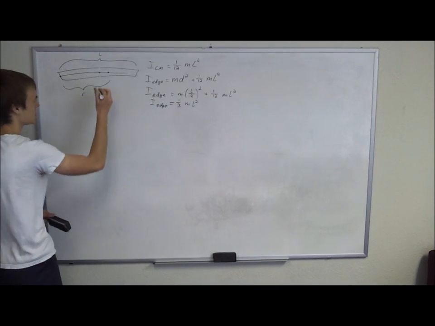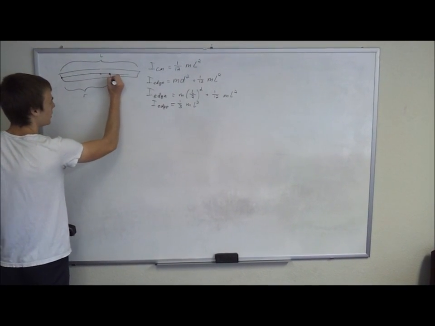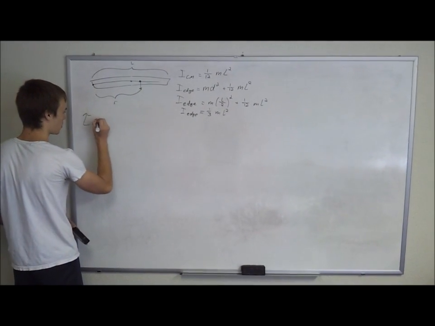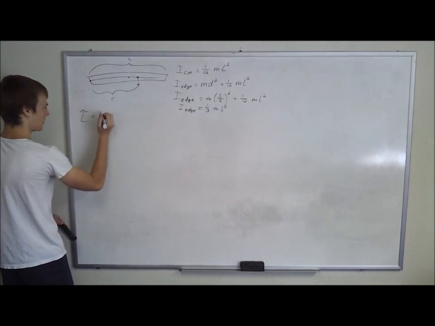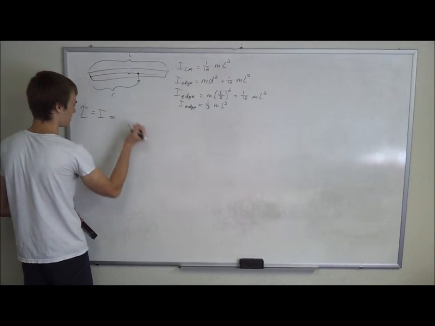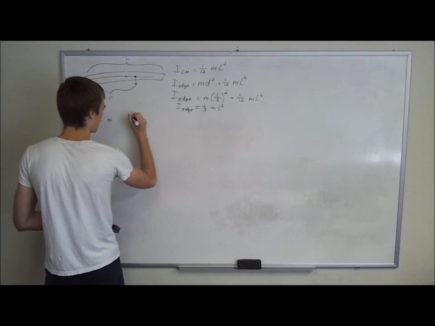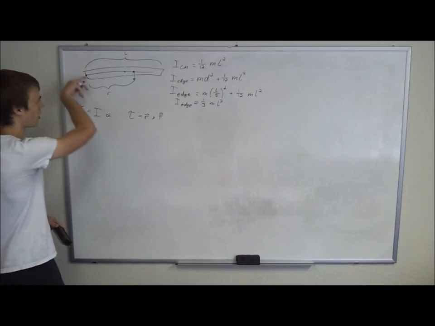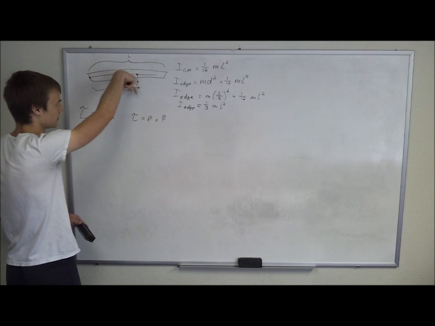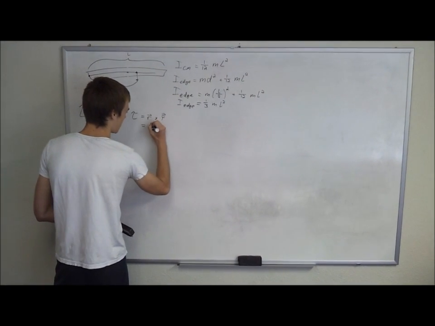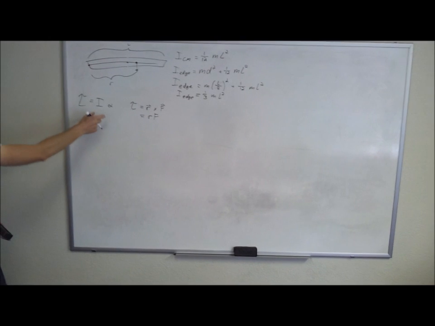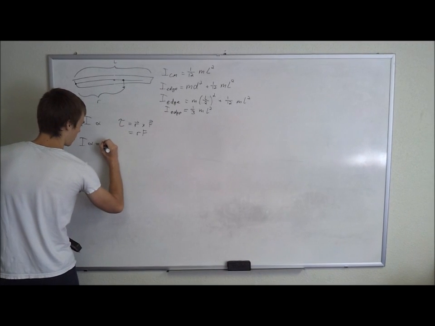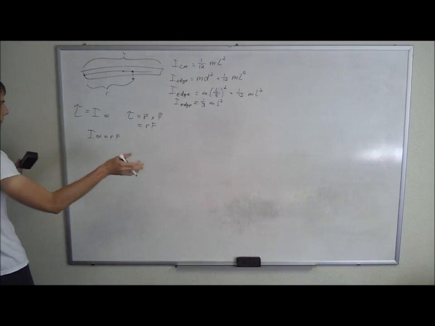Now we want to find, for some arbitrary distance r, the linear acceleration. So we can use our torque equations. We know that torque is equal to the moment of inertia times angular acceleration. We also know that torque is equal to r cross F. However, our r distance and our force are perpendicular, so we can just change this to r times F. So we set these equal to each other: moment of inertia times angular acceleration is equal to r times F.